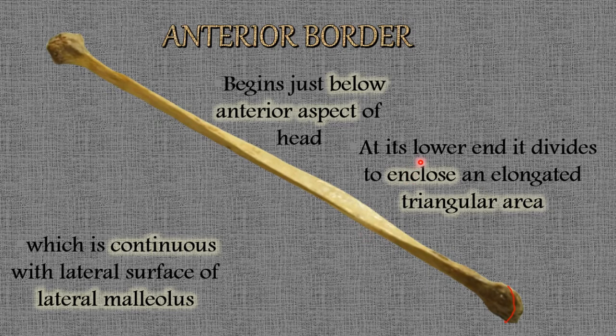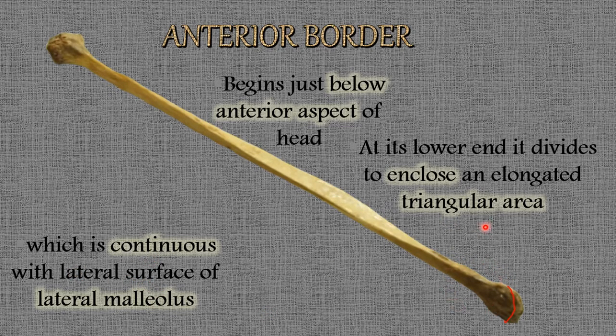At its lower end, it is divided into two parts. At its lower end, it divides into the two borders, and it will enclose a triangular surface, an elongated triangular surface. As you can see, this is sort of an elongated triangular surface, and that is continuous with the lateral surface of the lateral malleolus.